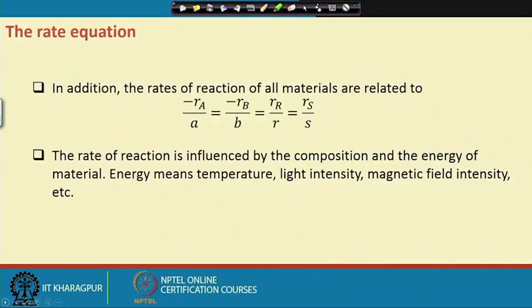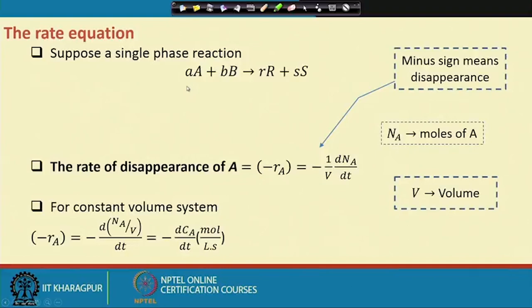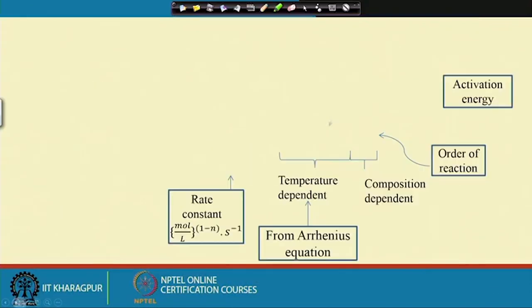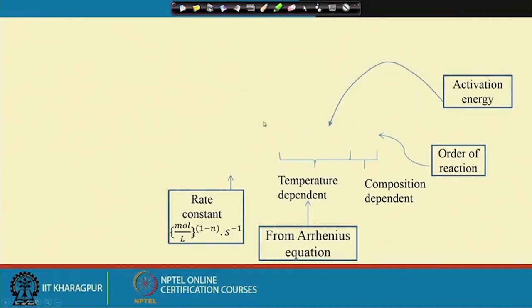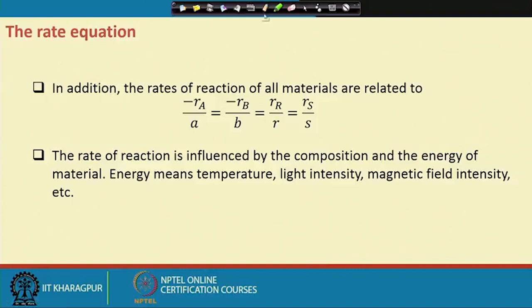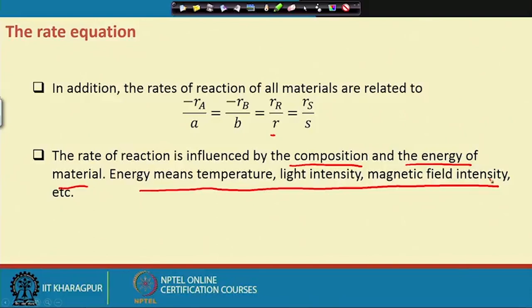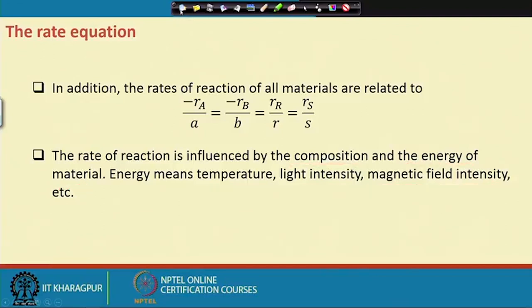Now, in the previous reaction that we have seen, aA plus bB equals rR plus sS, how do you express the rate of the reaction? Minus rA divided by a equals minus rB by b equals rR by r equals rS by s. The rate of reaction is influenced by the composition and the energy of the material. Energy means temperature, light intensity and magnetic field intensity. So, in any kind of reaction we can express the rate like this.